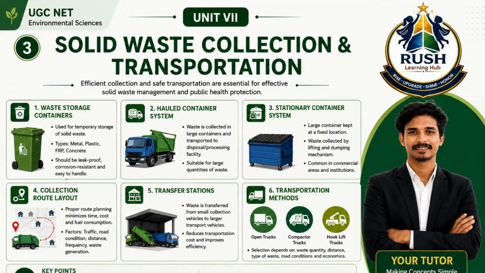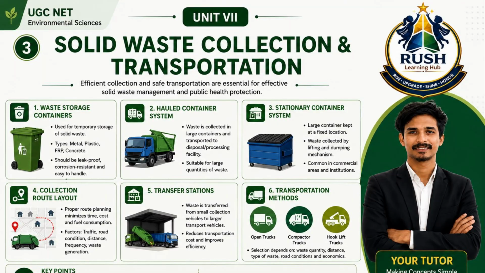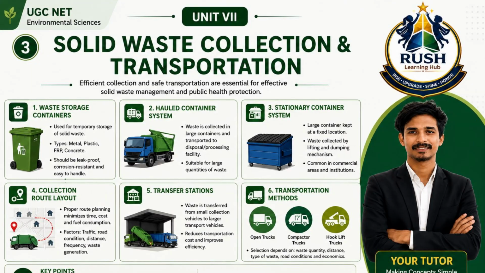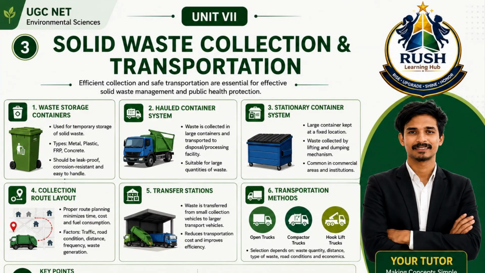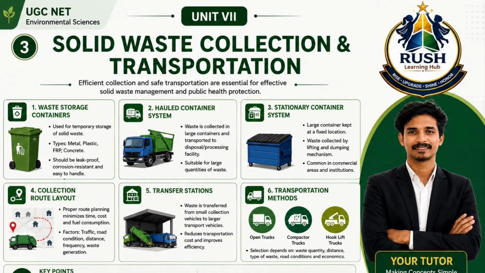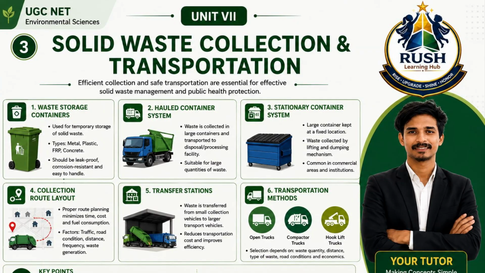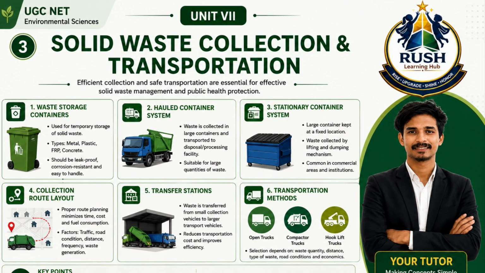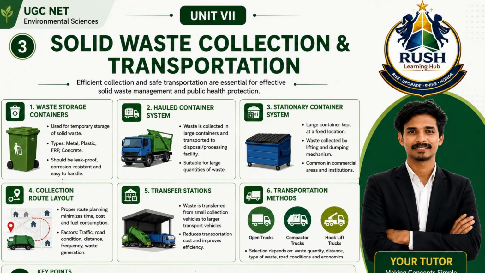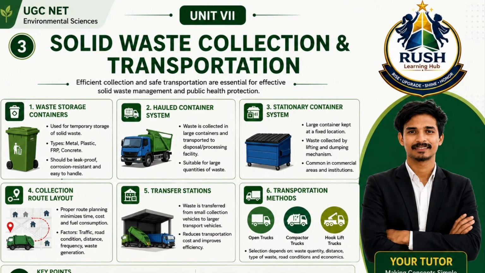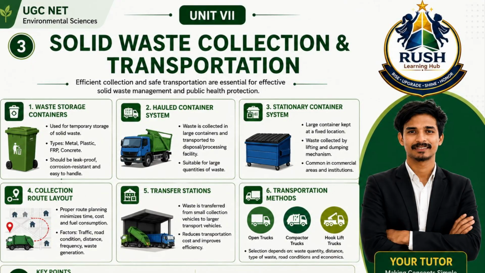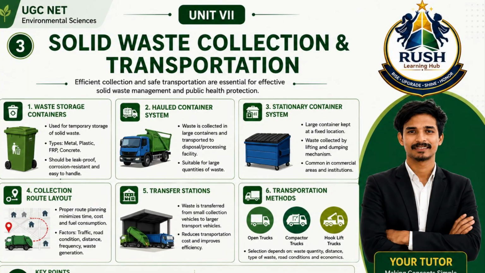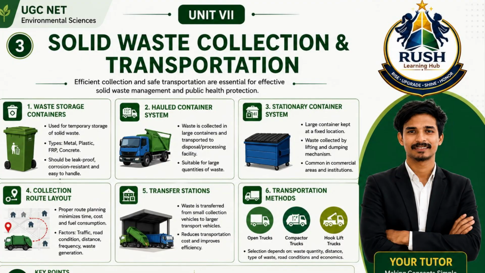The second type is the stationary container system. In this system, the waste container remains at the collection site. Collection vehicles visit the location, empty the waste into the vehicle, and return the container to its original position. This system is commonly used for residential areas, schools, offices, and commercial establishments. Its advantages include lower equipment costs, convenient operation, and suitability for regular municipal waste collection.